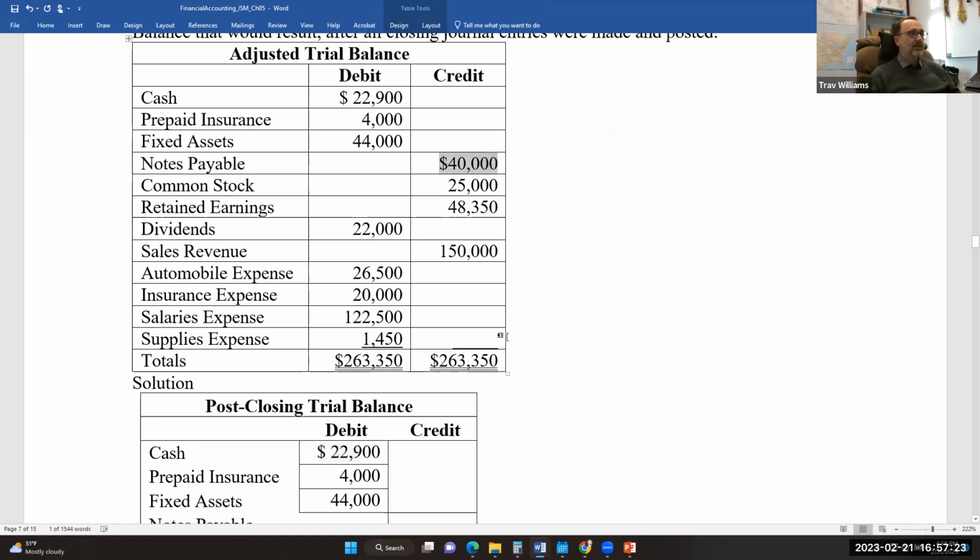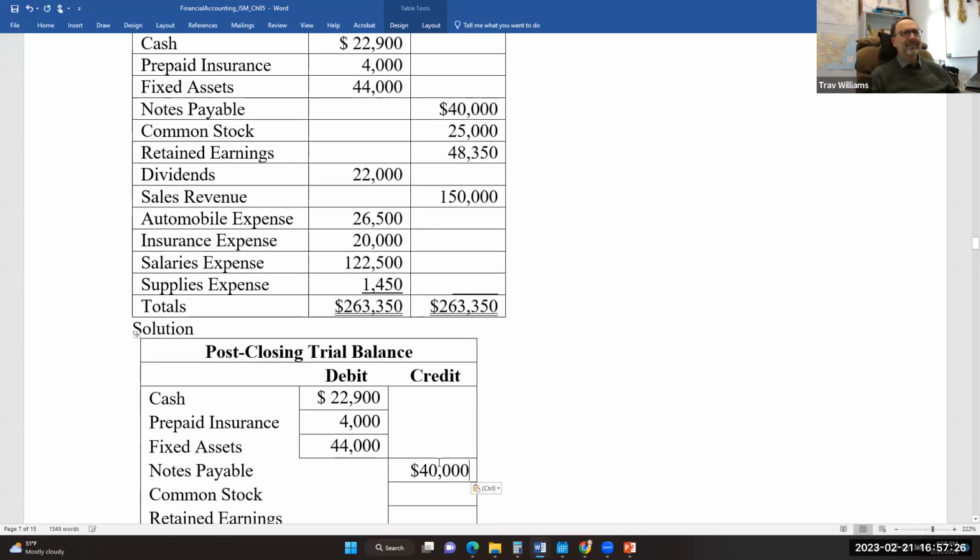Our liabilities would not have gotten closed out. Common stock would not have been closed out. Retained earnings is also not closed out, but this retained earnings is our beginning retained earnings. And remember how the net income changes the retained earnings, which then changes what goes on the balance sheet. So this is our beginning retained earnings, but we're going to have to figure out the ending retained earnings.